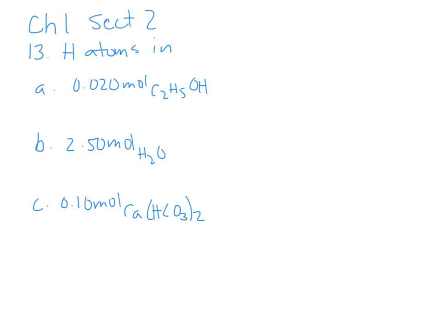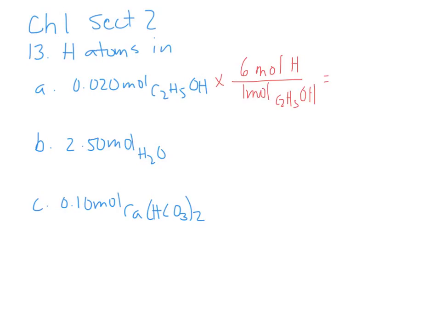Welcome. This video will look at some problems from section 2 of chapter 1 in the Brown SL chemistry book. Question 13 asks you to find the hydrogen atoms in the following compounds. Each of these uses the same process. You're going to set up the molar ratio. In this first compound I have 6 moles of hydrogen for every 1 mole of the compound.